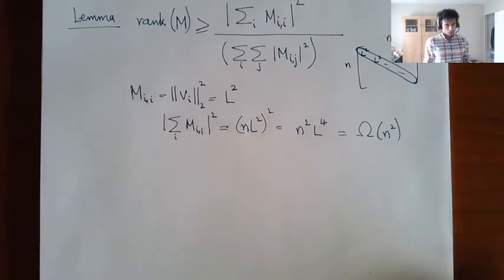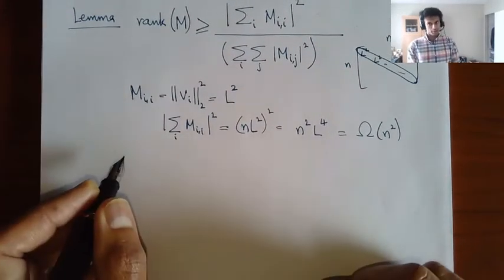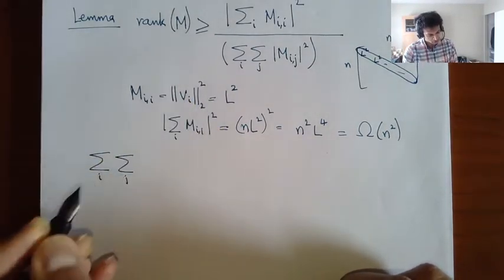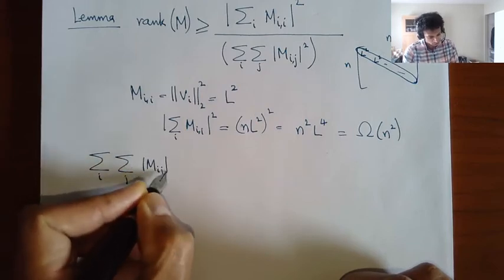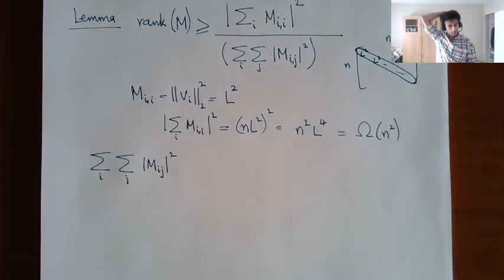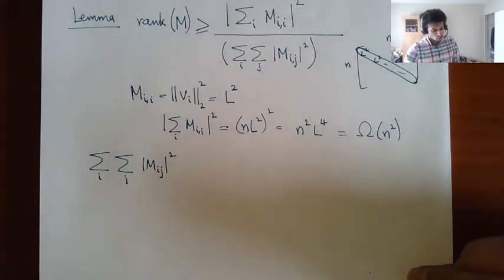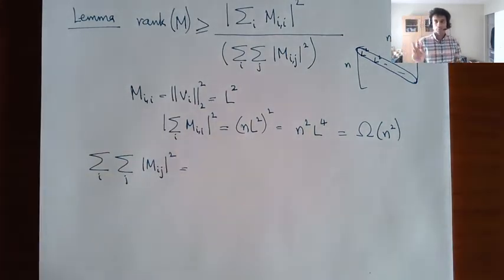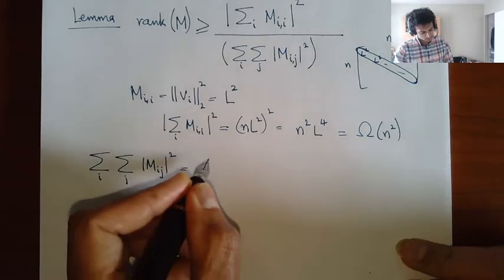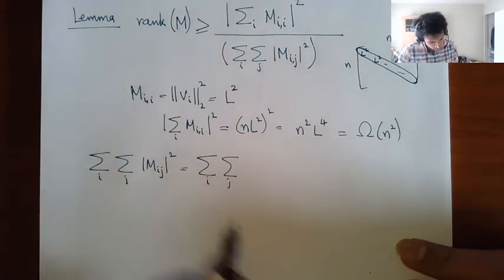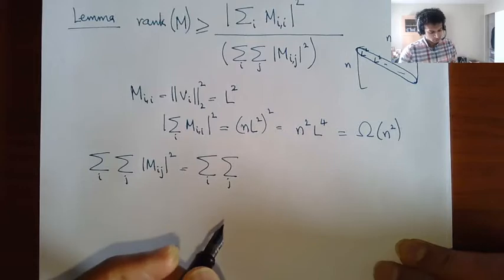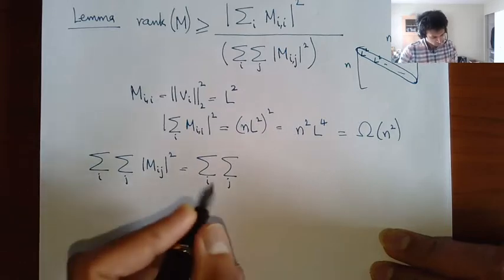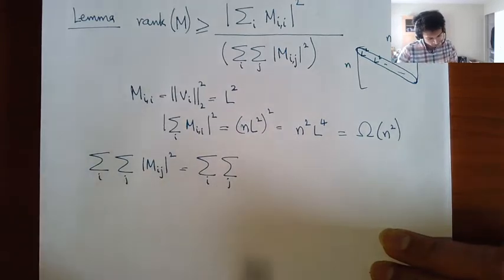So let me continue here. Now I need to bound the denominator of this bound. I'm just looking at the Frobenius norm of the matrix. Now here's what I'm going to do. I'm going to split this sum up into two parts. So I'm summing over all i and j, and I'll sum over all ij.